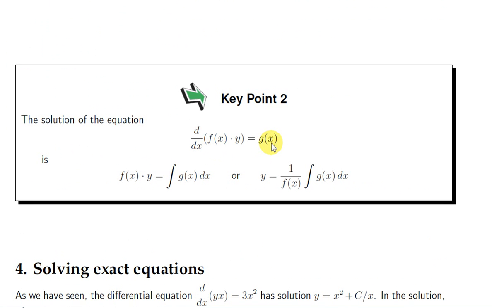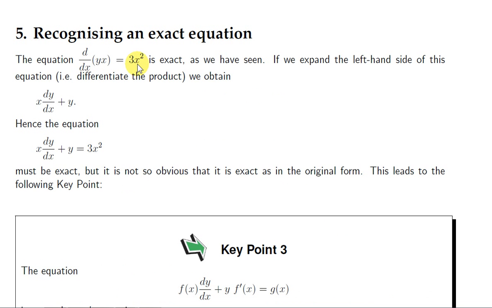Here is the general picture for the last example we did. We were differentiating some function of x times y with respect to x, and we had some function of x on the right hand side. So we multiply both sides by dx. If we integrate d of f of x times y, we get just that, f of x times y, and we integrate g of x dx, and then finally to get y we just divide across by f of x. Okay, let's go back to this equation again.